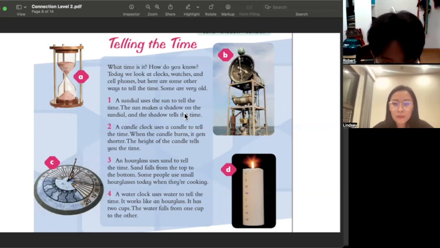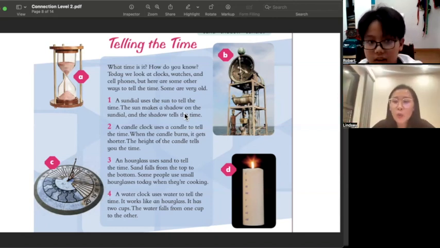A water clock uses water to tell the time. It works like an hourglass. It has two cups. The water falls from the one cup to the other. Thank you, Professor Robert.